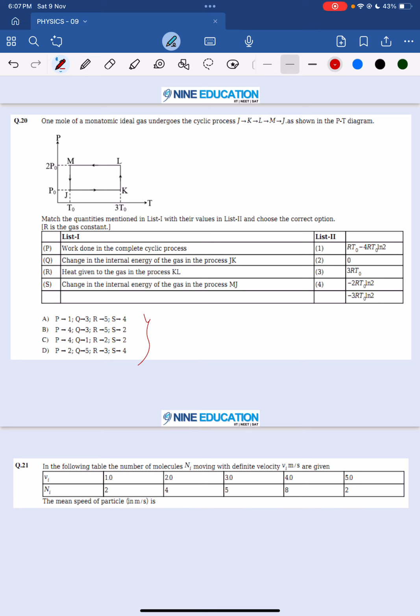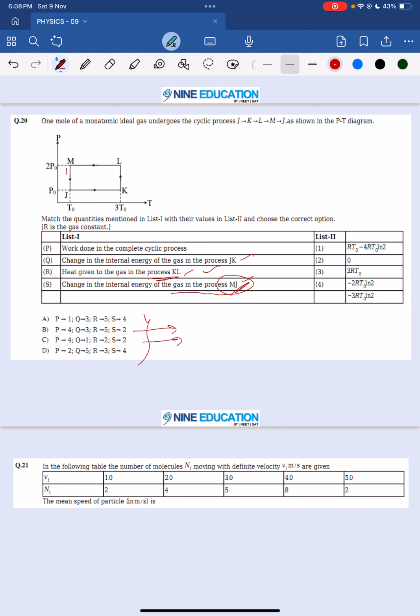But J to K we are able to see that the temperature is increasing, correct? Yes or no? And it is an isobaric process. So do we have these processes here? Change in the internal energy, heat given. Let's do one thing. Let's start with whichever is easier for us to calculate. Let's start with that. So they are saying change in the internal energy of the gas in process MJ. So I am able to see that MJ is basically an isothermal process and there is no change in internal energy. So basically it has to be 2. Alright, sir, that means either my B could be correct or my C could be correct. Let's check the next one. Heat given to the gas in the process KL.